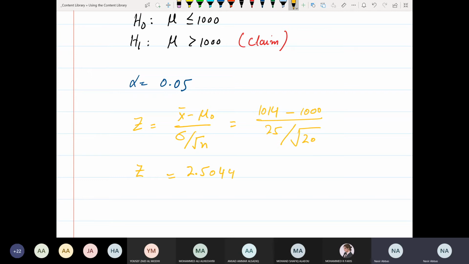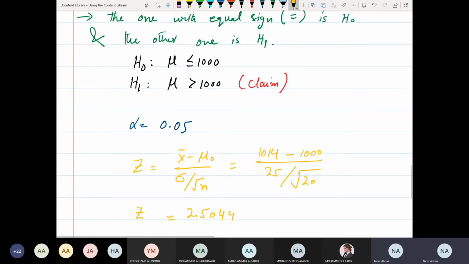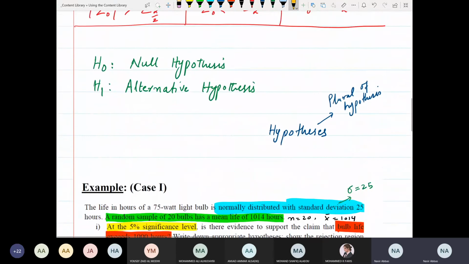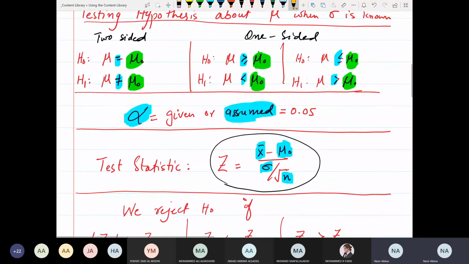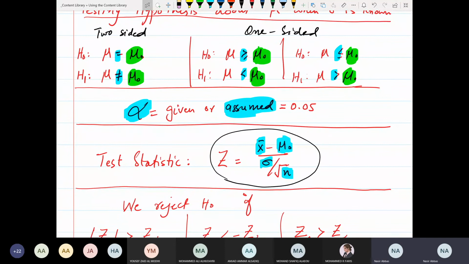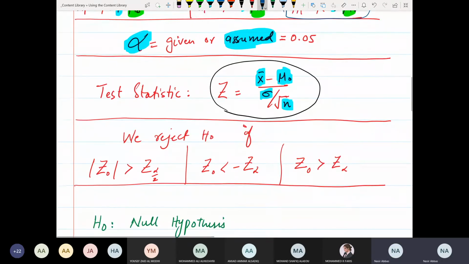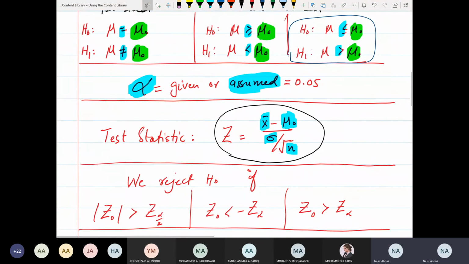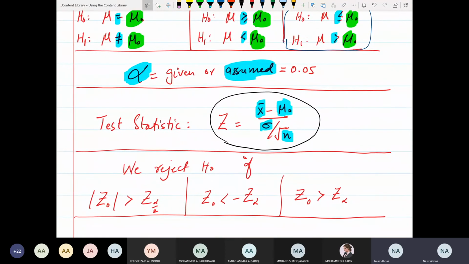Once you have Z, now we go to the last step. The last step is to write down the rejection region. For your case, I think you are in the last case here, where your H1 is greater than. The rejection region comes from the sign of H1. When H1 is greater than, the rejection region is also greater than. When H1 is less than, the rejection region is also less than. And when H1 is two-sided, not equal to, the rejection region is also two-sided. I will show you this fact later, that this absolute value is basically two-sided.